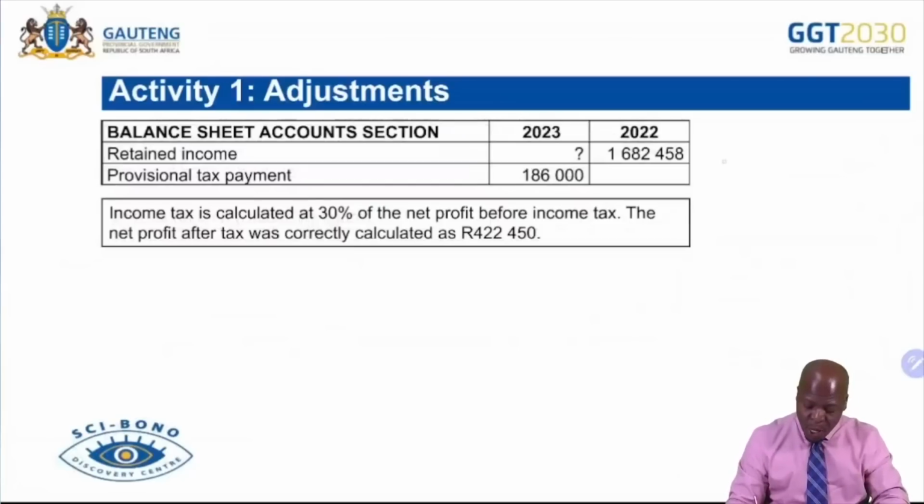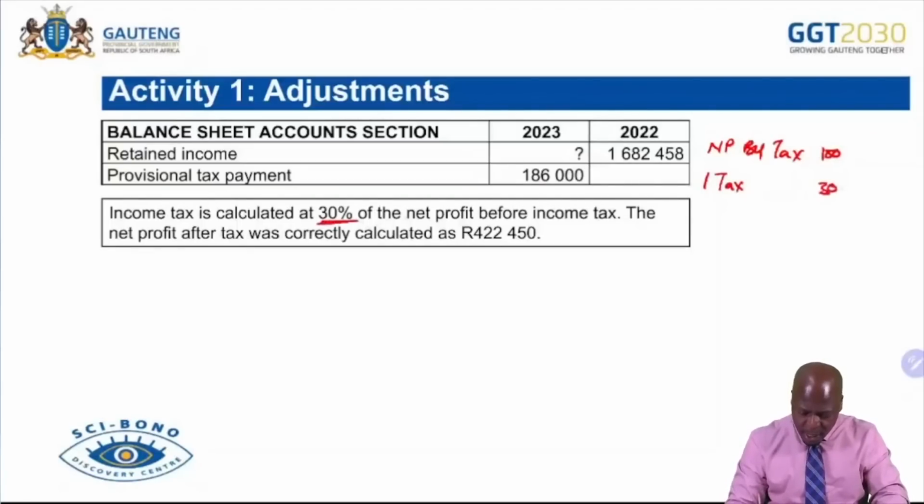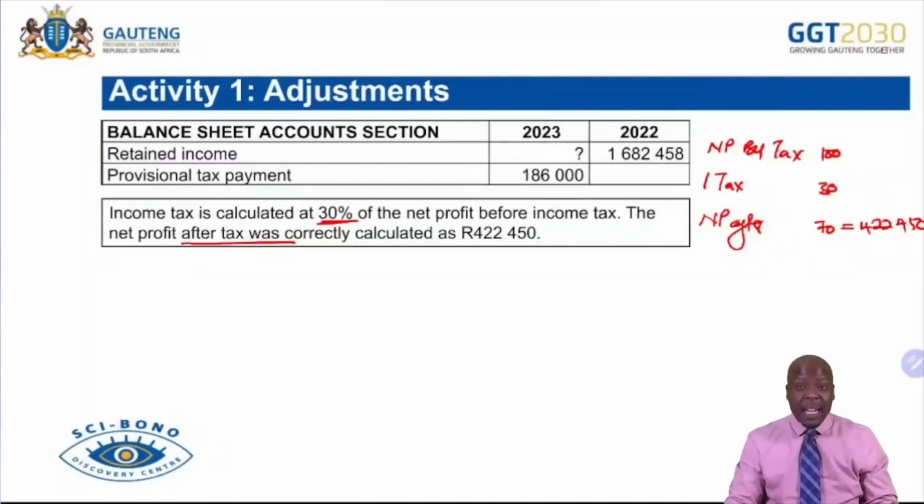So that therefore means we would get our net profit before tax, which we were given as 100, remember, and then we're told that income tax is calculated at 30%, which is 30% of the net profit before tax, and then we have net profit after tax, which is now going to be 70%, and we are told it is 422,450. So we can calculate a number of things here.